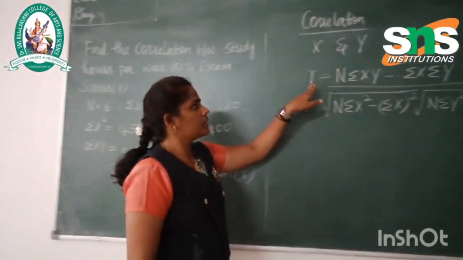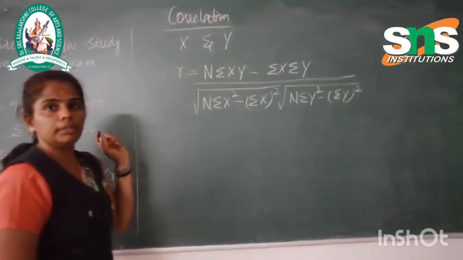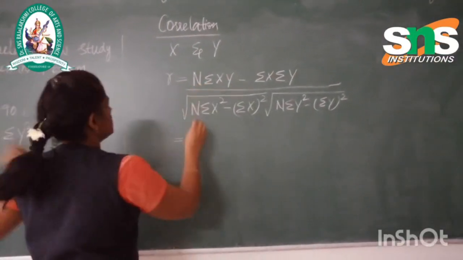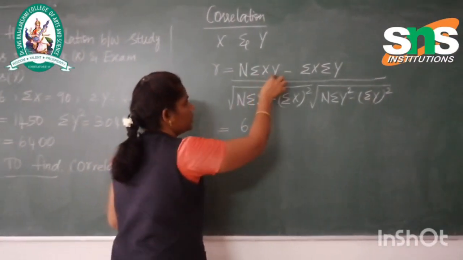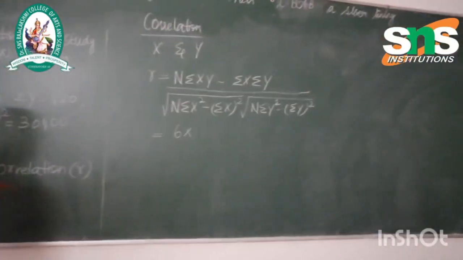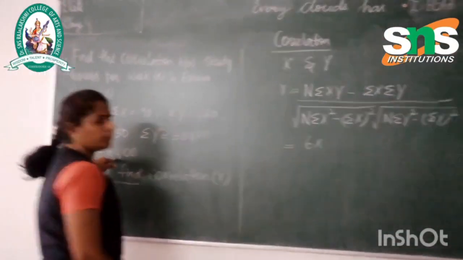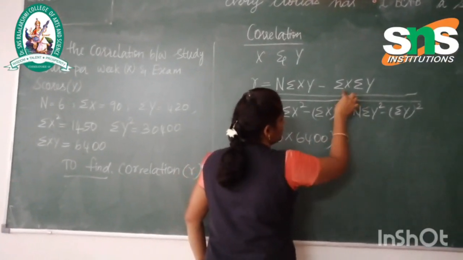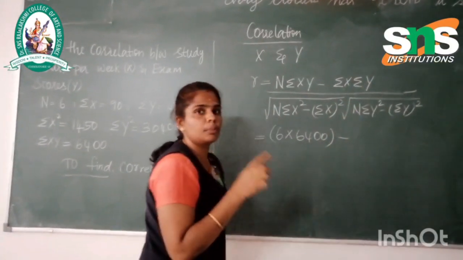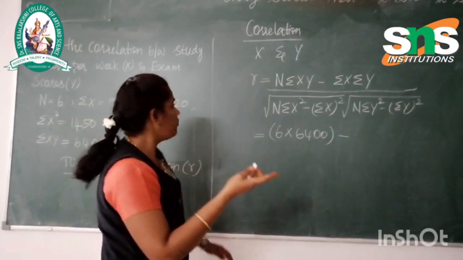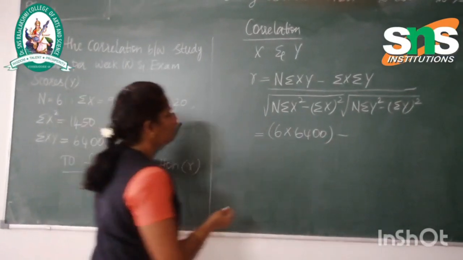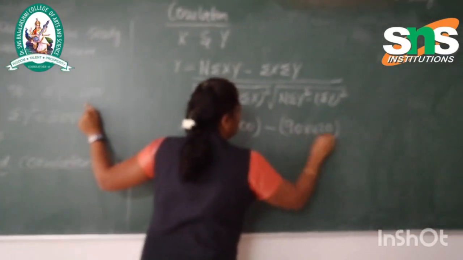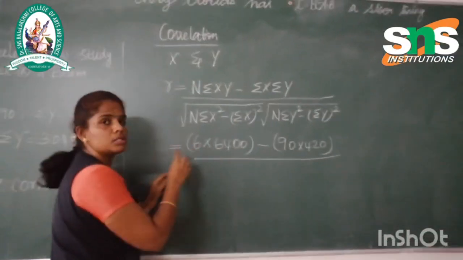So my formula is r equals n summation xy. They have given the values, so I am going to substitute them. The n value is 6, so 6 into summation xy. Summation xy is the sum of the products of the two variables, which is 6,400, minus summation x into summation y, so 90 into 420, whole divided by the square root.